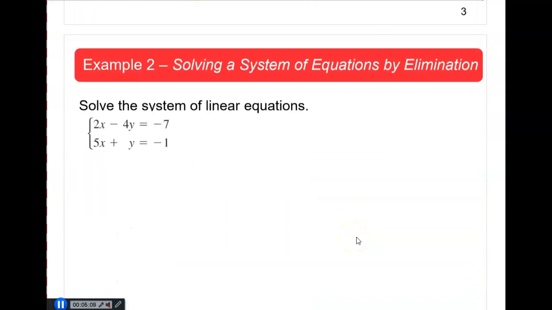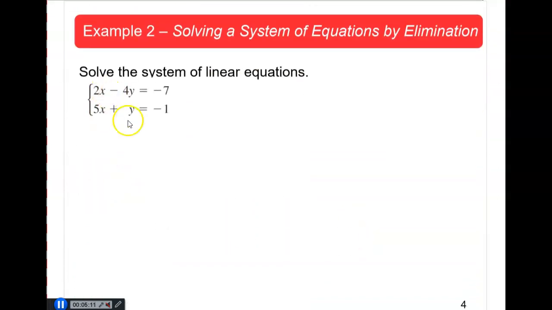Okay, so for example 2, we have two linear equations, and as you can see, we don't have opposite coefficients. However, we have a negative and a positive. So what I can do very quickly is multiply the first equation, and in fact, I'm going to just do it in the next step.